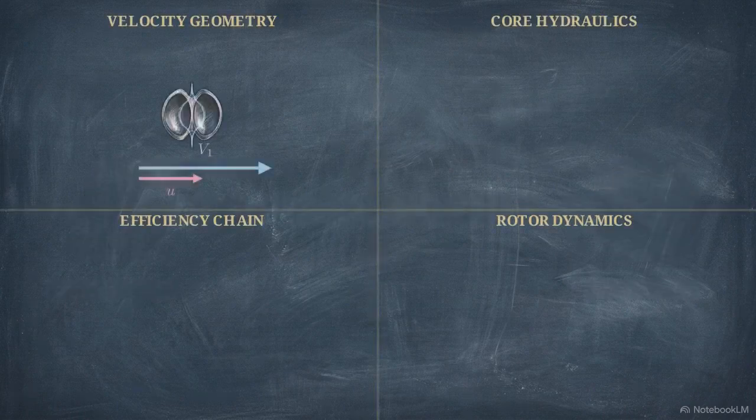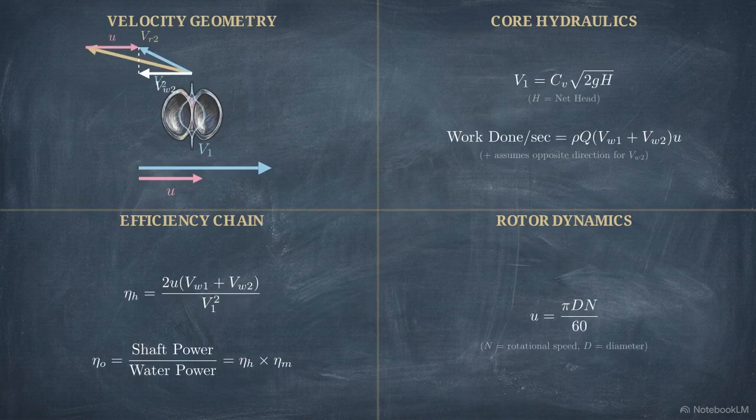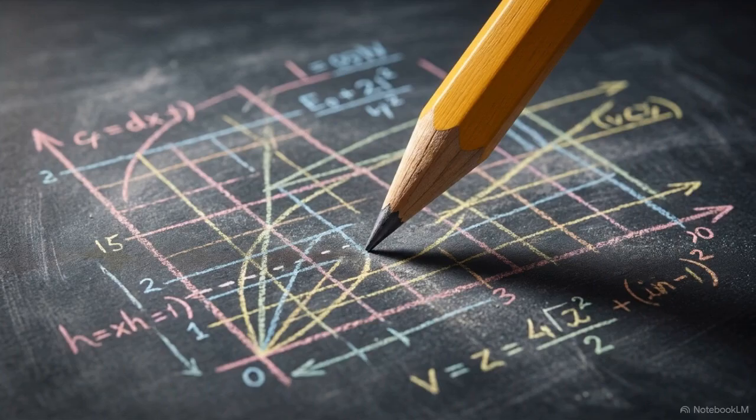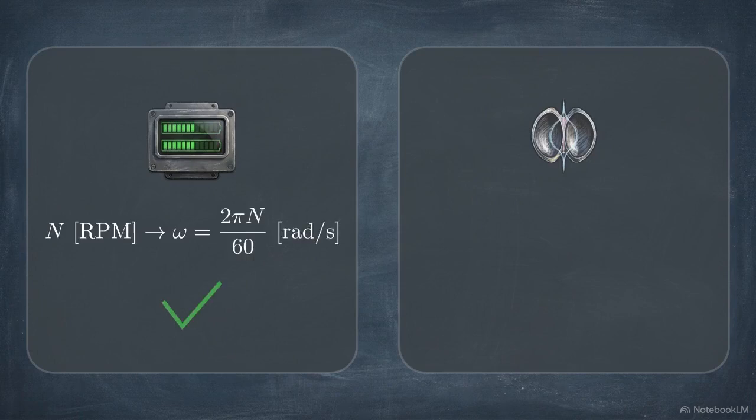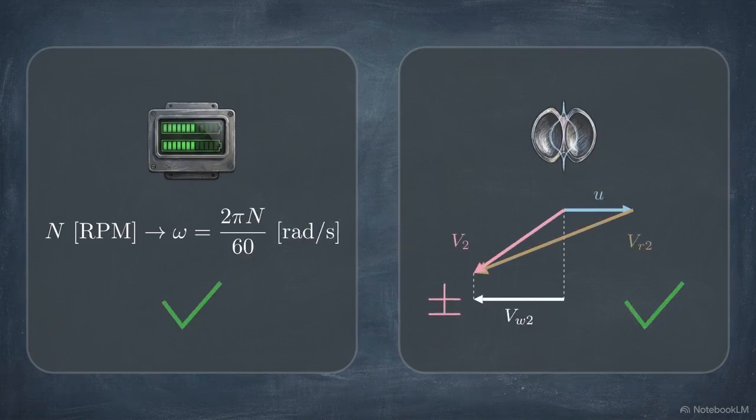This summary contains the velocity triangle geometry and the 5 core formulas for the complete calculation set. Take a screenshot now. Solving these problems is an exercise in discipline. Reliability comes from consistent unit conversions and careful attention to vector sign conventions.